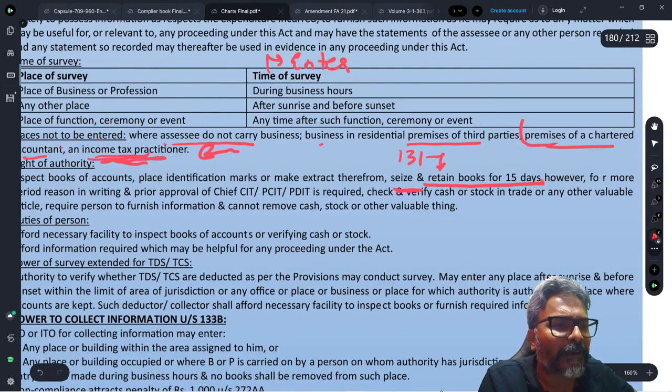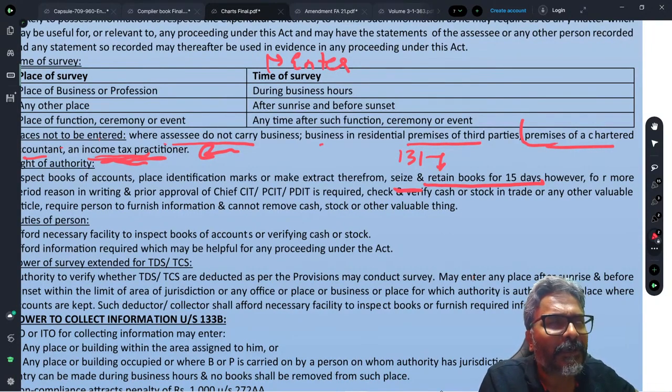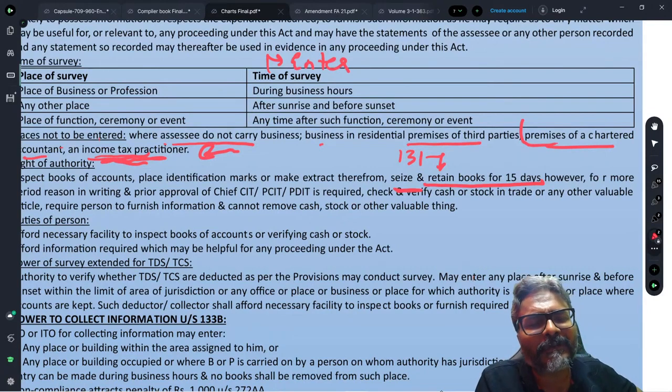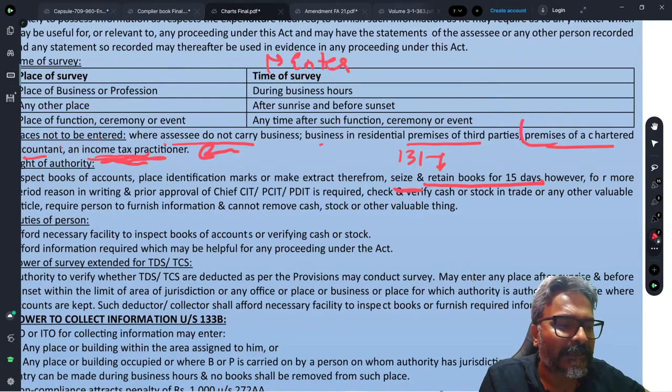Be careful. The power under 131 is to impound the books of accounts, to seize the books of accounts. So the same power exists under 133A: in the course of the survey the books of accounts can be impounded or seized for a period of 15 days. And if beyond the period of 15 days the books of accounts have to be seized or retained, can that also be done? Answer is yes, students. Even that can be done, provided you take the necessary approvals.